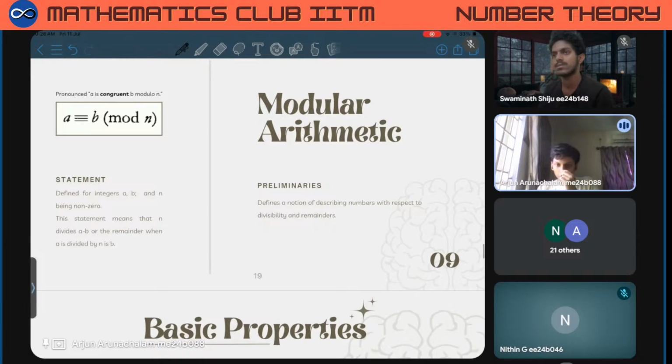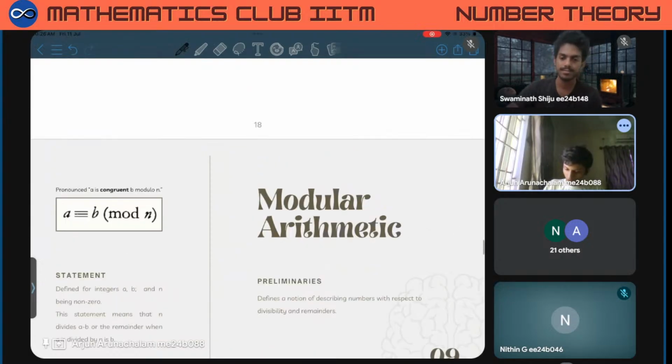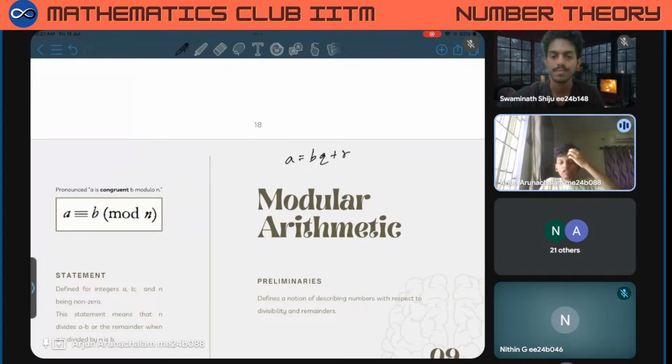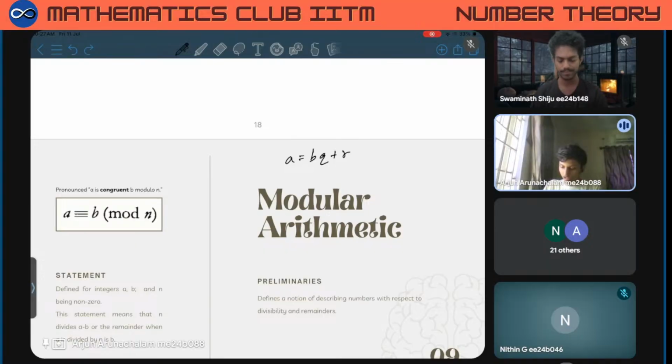So now we'll move on to something called modular arithmetic. So far, when discussing divisibility, we have a is equal to bq plus r. In divisibility, we were concerned about both q and r, right? But in modular arithmetic, we are only concerned about r. So we don't have anything to do with q. r is the thing that really matters in modular arithmetic.